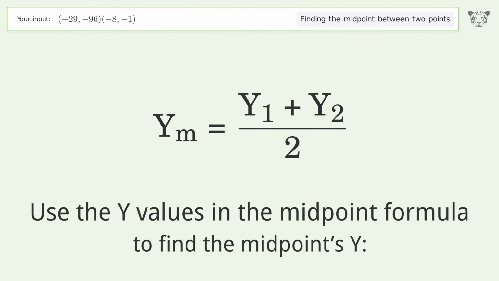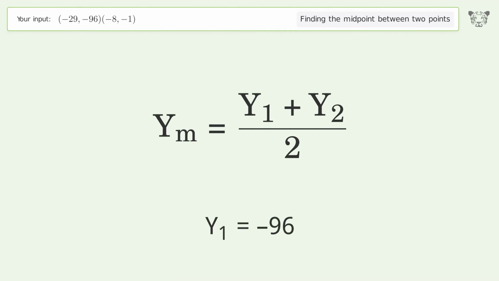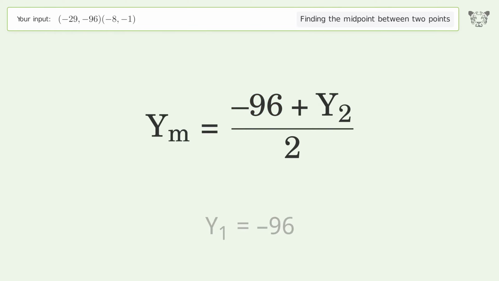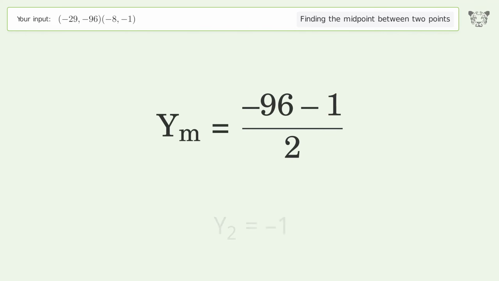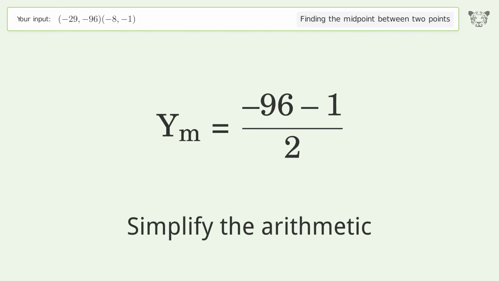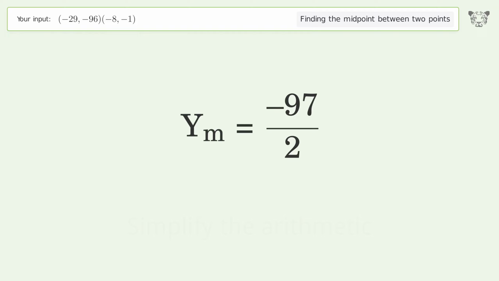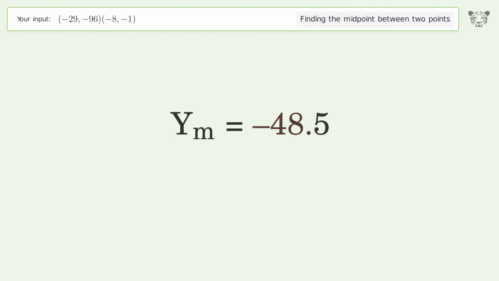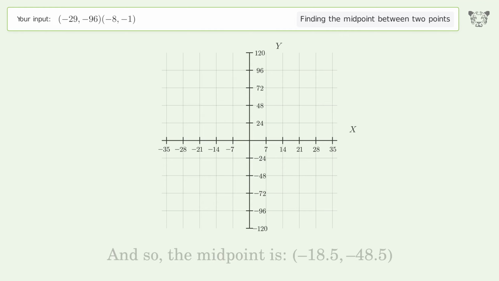Use the y values in the midpoint formula to find the midpoint's y. y1 equals negative 96. y2 equals negative 1. Simplify the arithmetic. And so, the midpoint is negative 18.5, negative 48.5.